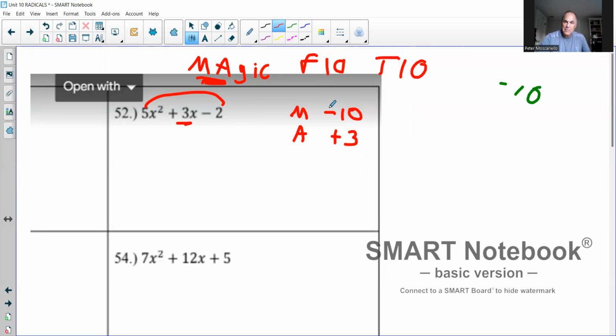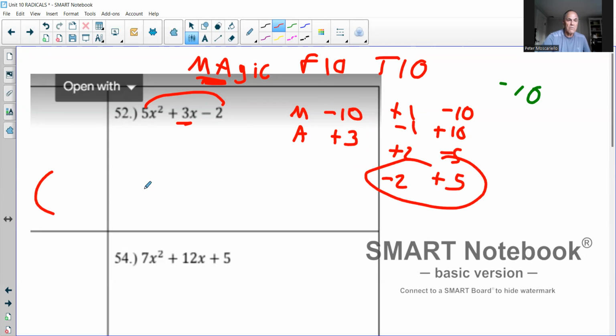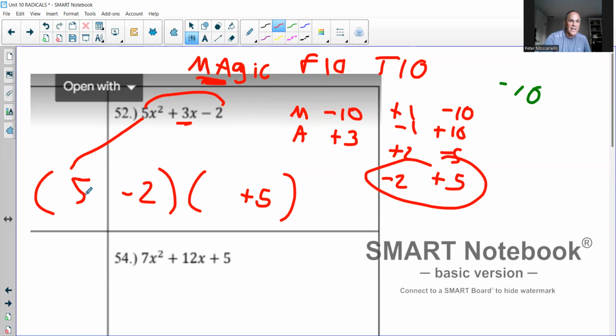What multiplies to -10? It's going to be a positive times a negative: +1, -10, -1, +10. They're different. +2, -5. Oh, -2, +5. And that's the one that adds up to 3. So -2, +5 in the back, but the magical part of magic is this 5 repeats, 5x and then 5x again. That's the magical part. 5x, 5 repeats twice.